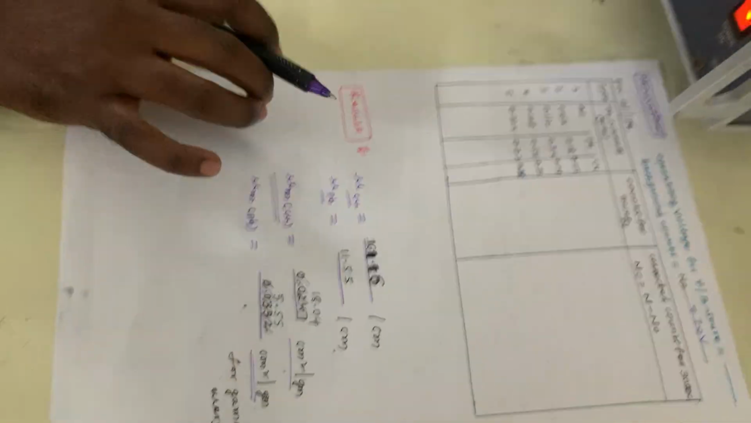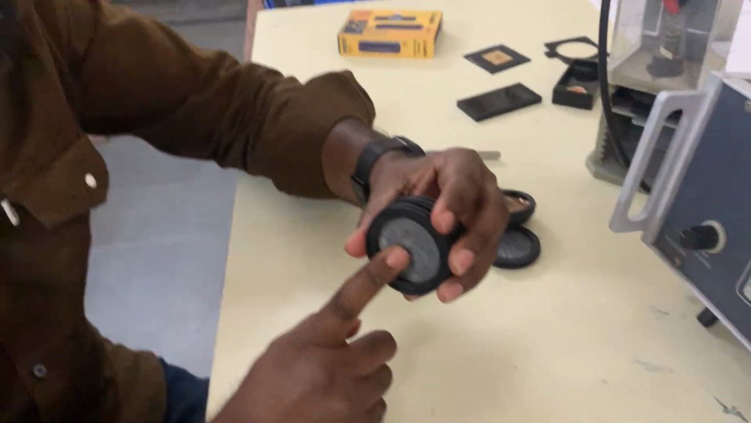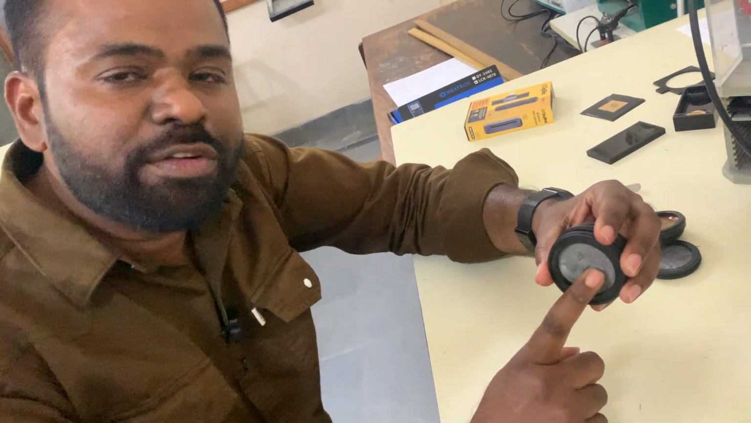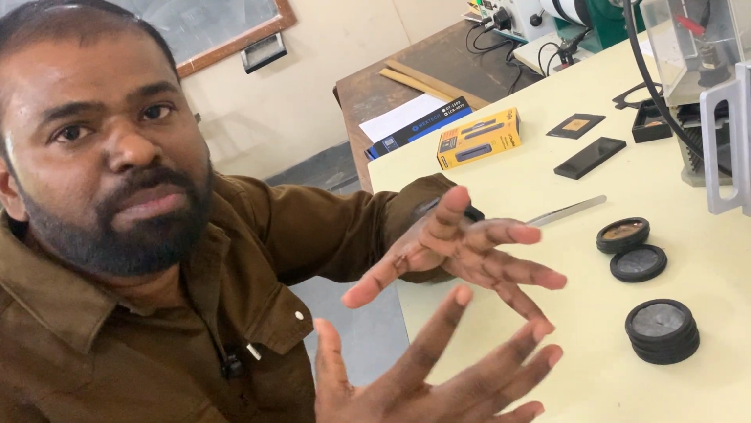Clear? So like this we need to calculate the linear absorption coefficient and mass absorption coefficient of different given materials by using the GM counting system.